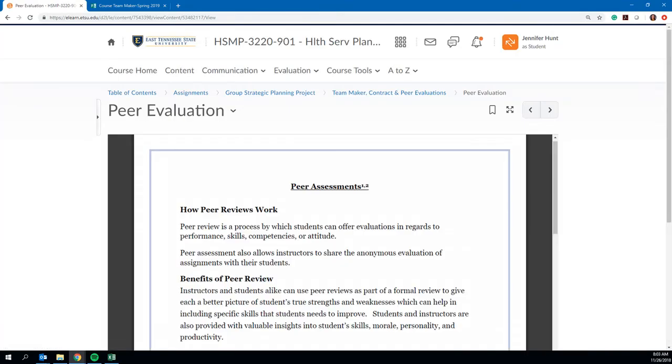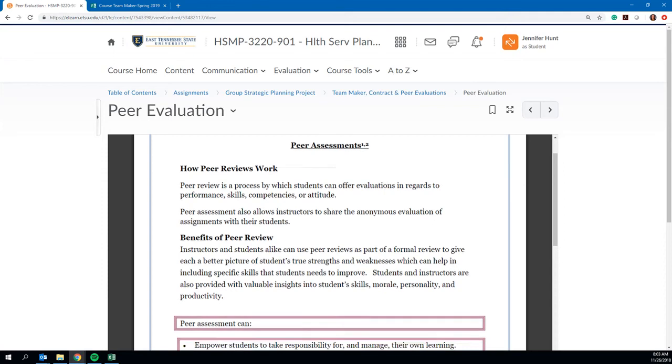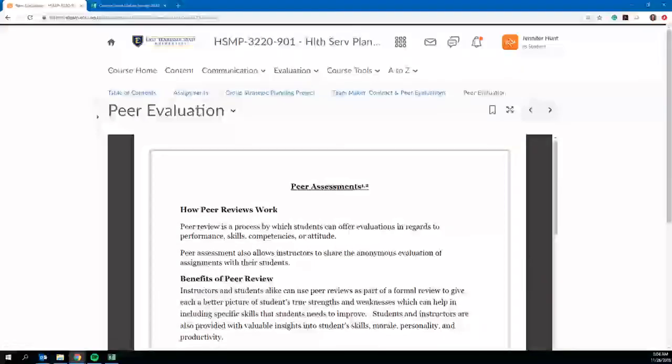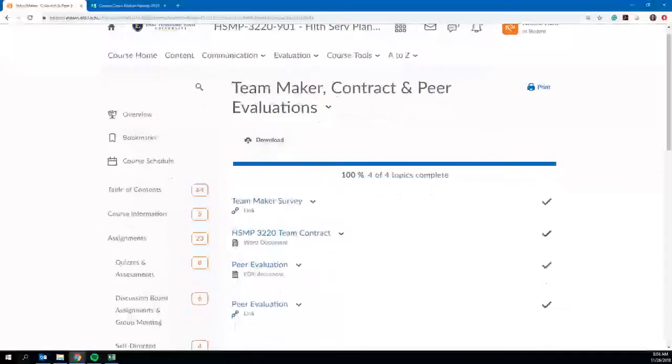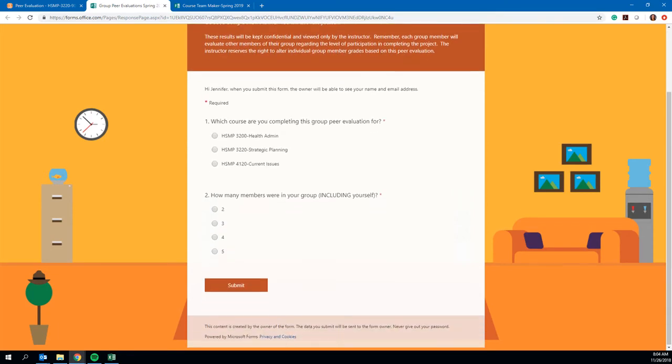I've got a document here that you can read over at your leisure about why peer assessments are important, the benefits of peer reviews. So you can go through and read that as you are able. But I want to go over and show you what the peer evaluation piece does look like. You'll have a midpoint and a final peer evaluation that are due. It'll look something similar to this.